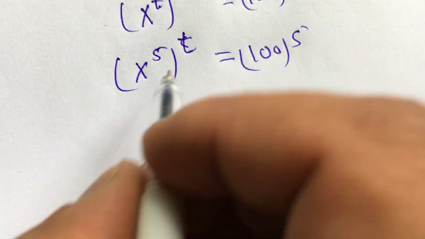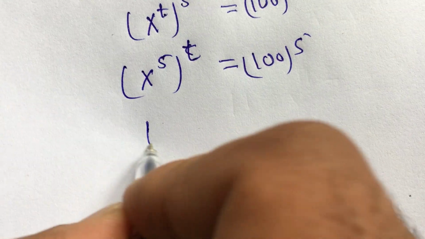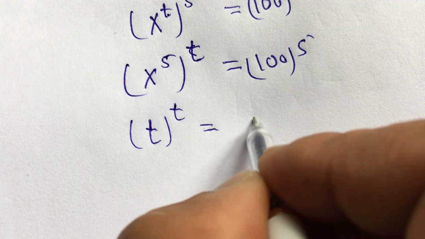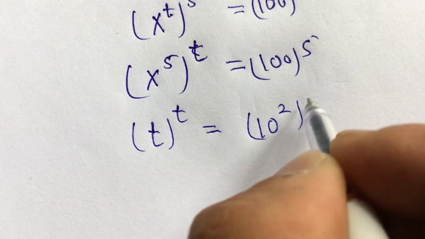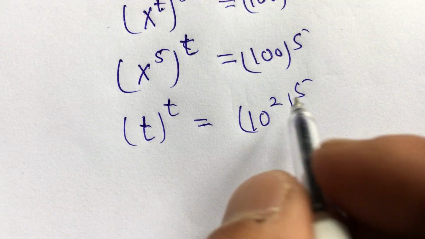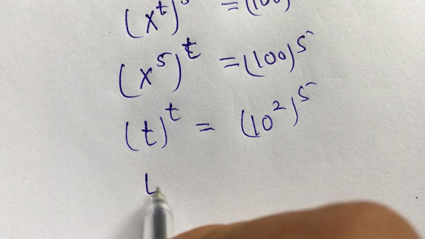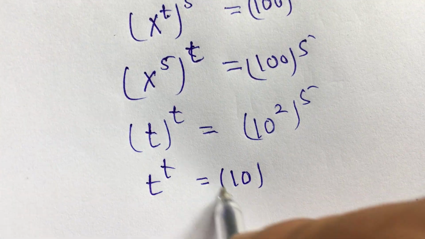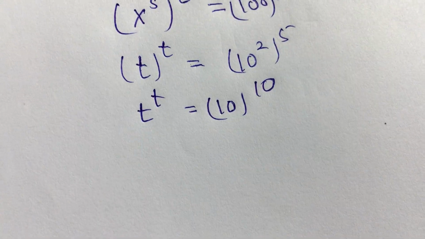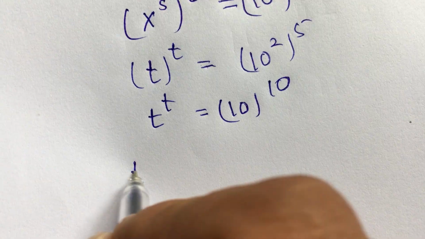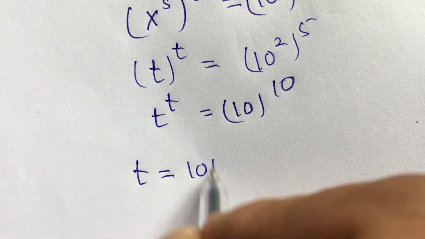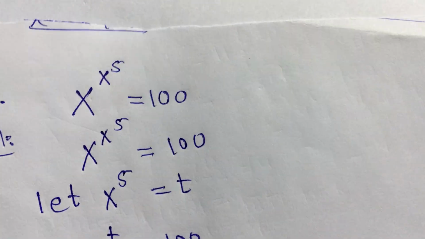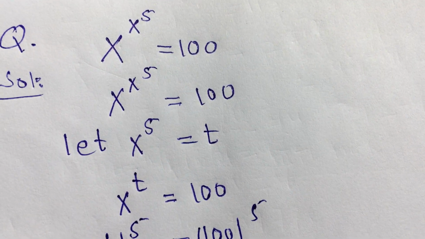So next step is we know that x power 5 is t, so t cube power t is equal to, I can write 10 cube power 10, so this 5 is coming out, so t cube power t and 10 cube power 10, so it means our value of t is 10. So here the value of x also would be 10. Thank you.